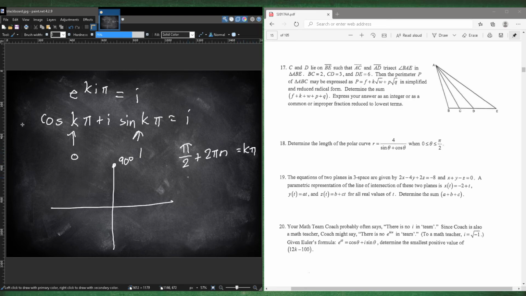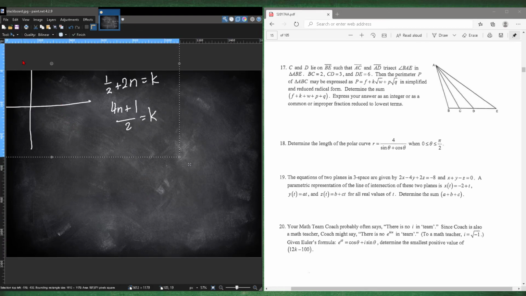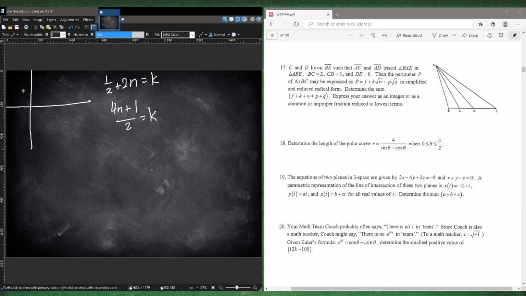So that means k is equal to 1/2 plus 2n equals k. So this is just 4n plus 1 over 2 equals k. So we could substitute that into our equation. So let's move this up because we don't need it anymore. So 12 divided by 2 is 6. 6 times 4 is 24n. And then 1 times 6 is 6. 6 minus the 100 is minus 94.